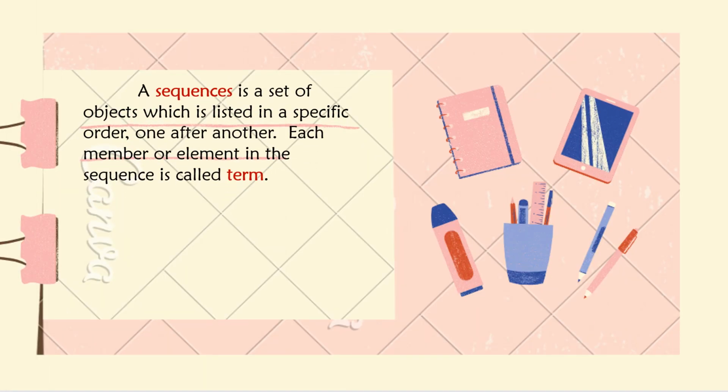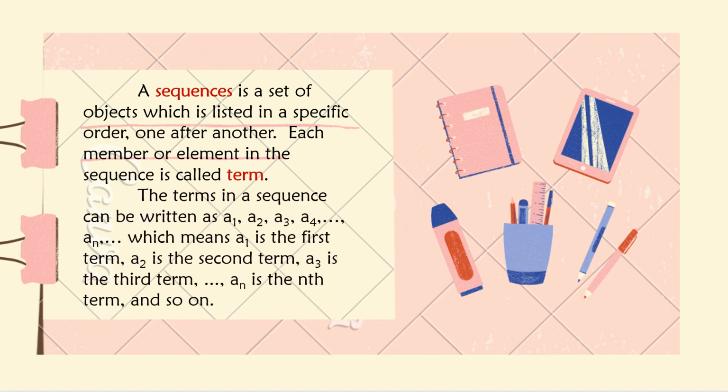So a sequence is a set of objects which is listed in a specific order, one after another. Each member or element in the sequence is called a term. The terms in a sequence can be written as a sub 1, a sub 2, a sub 3, a sub 4, a sub n, and so on. Which means a sub 1 is the first term, and a sub 2 is the second term. A sub 3 is the third term, and so on. So a sub n is the nth term.